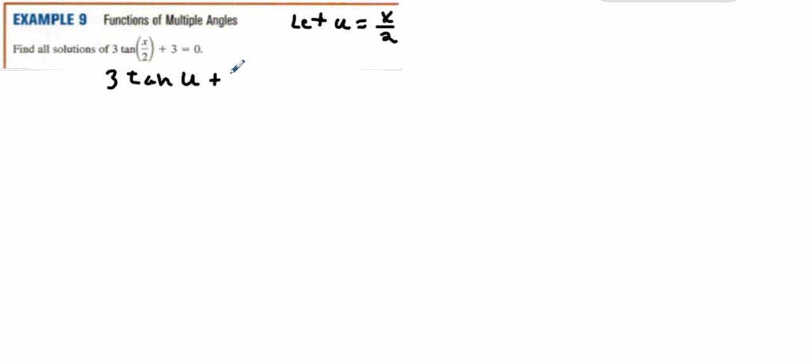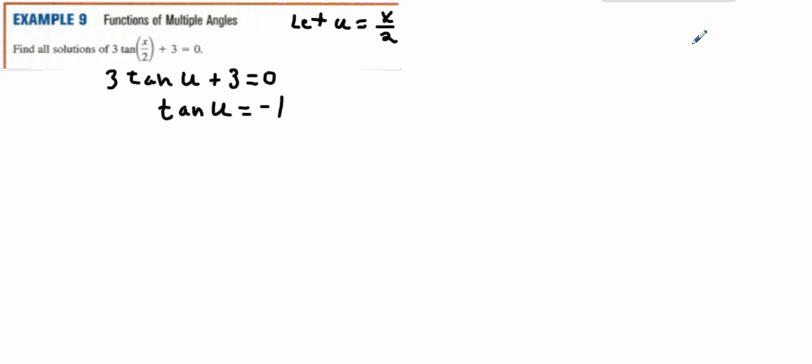So we have 3 times the tangent of u, remember u is x over 2, so it's identical, is equal to 0. Now this is a linear type equation, it's to the power of 1, and we simply handle those by isolating the trig function. So I'm going to subtract 3 and divide by 3. When I subtract 3 and divide by 3, I get negative 1. So tangent of what angle is equal to negative 1?